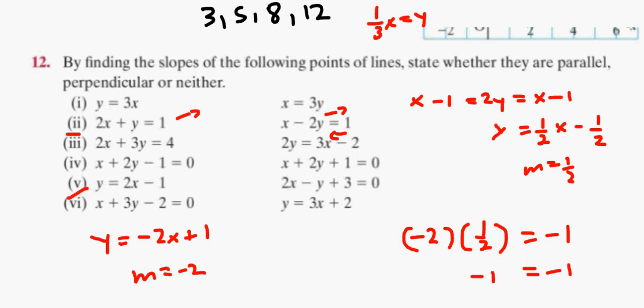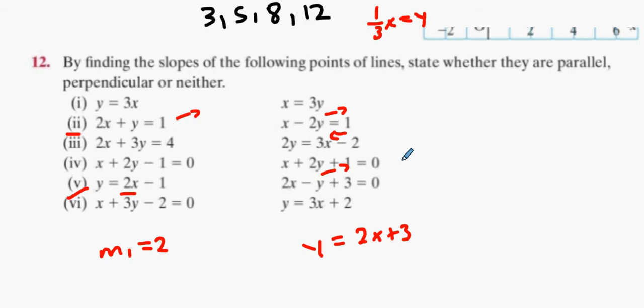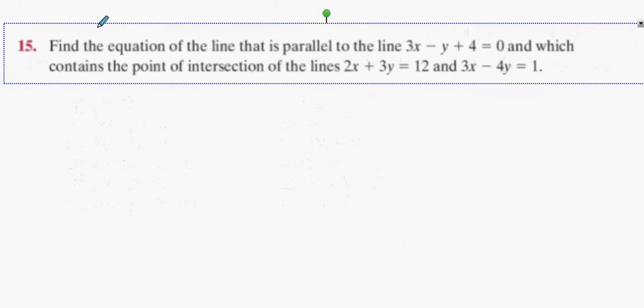Let's do part 5 as an example. What you do here is you say the first one is y equals 2x minus 1. So part 5, the slope is 2 because it's mx plus c. Get y on its own over here, and we get y equals 2x plus 3. Or when I brought the y over, it would have been 2x plus 3 equals y. This one also has a slope of 2. If they have the same slope, they're parallel. So the answer for question 5 would be parallel.